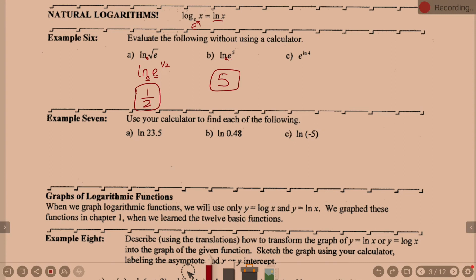Another rule from yesterday. E raised to the power of the natural log of 4. Yeah, 4. And here's the deal. If I write this bigger, this is E raised to the natural log of 4, but what base is that? E. And if this E matches with the base of the log, our answer is equal to whatever's inside the log, which is the 4.